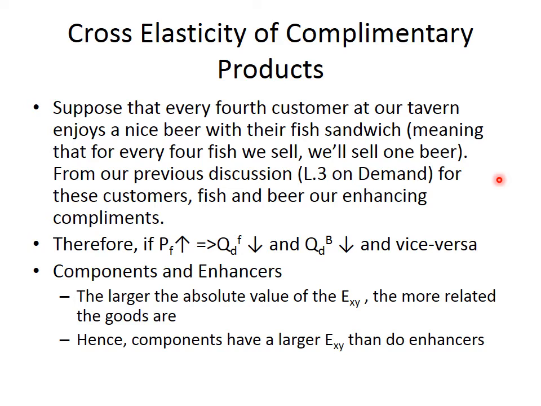Now, let's look at complementary products. Let's go back to our tavern. I know at this point in this lecture that would be a wonderful repast for most of us. We would desperately like to repose down to our local tavern. But at any rate, let's suppose that at our tavern, for every fourth fish sandwich that we sell, somebody drinks beer with it, meaning that beer and the fish sandwich are complementary products. They're enhancing complements. Some people enjoy a good beer with their fish.